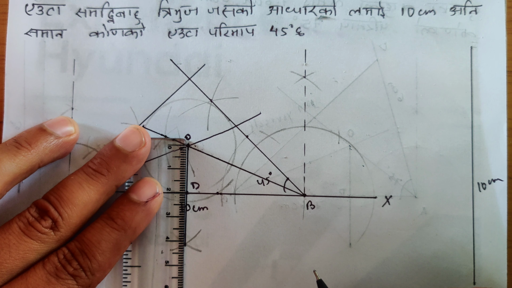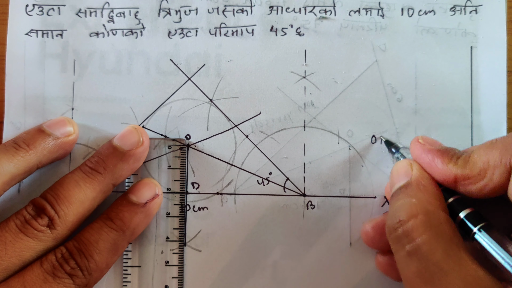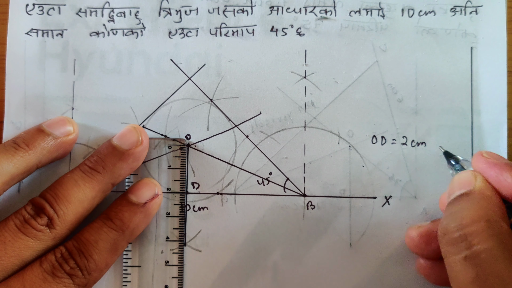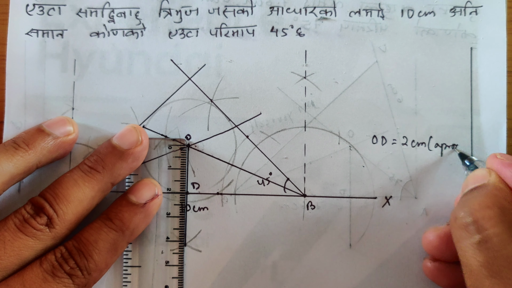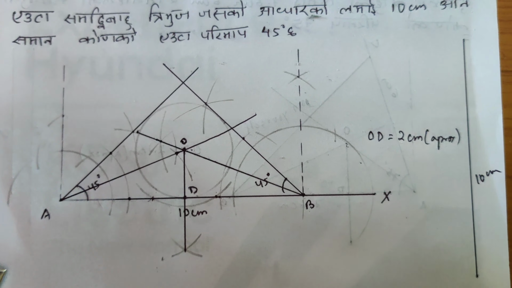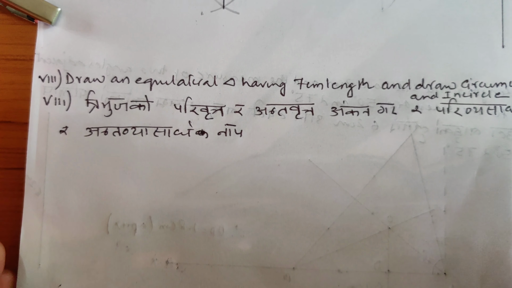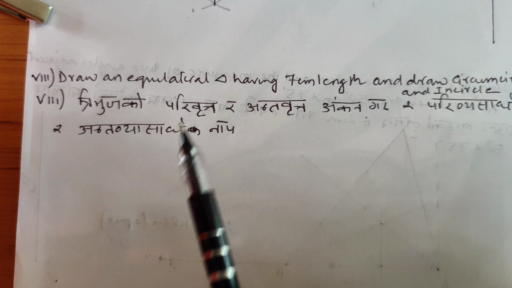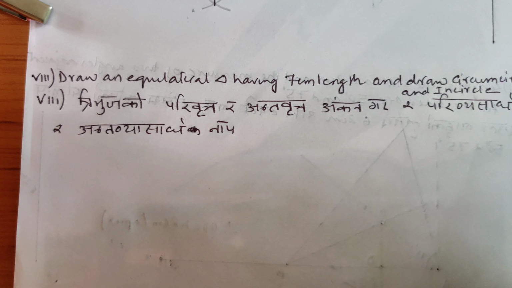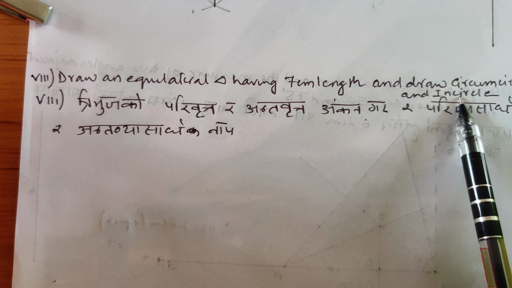Okay, my measurement of OD is roughly 2 centimeters. So OD equals 2 centimeters approx. Okay, so let's go to the last diagram. It says, check the question properly. It says there is an equilateral triangle and we need to draw a circumcircle and incircle.